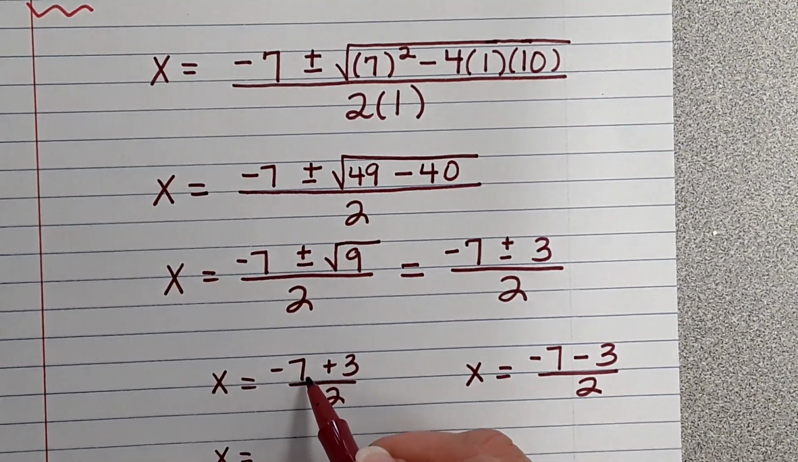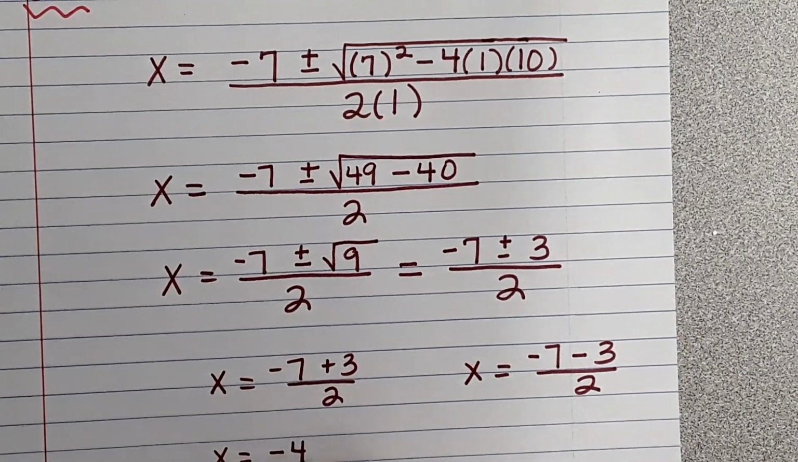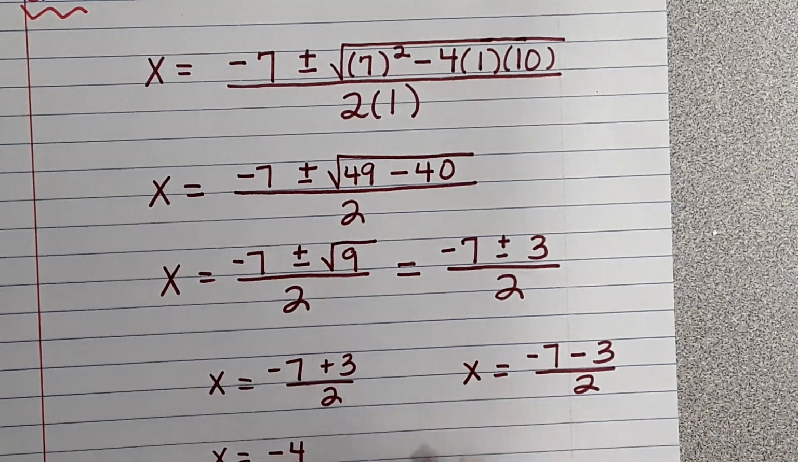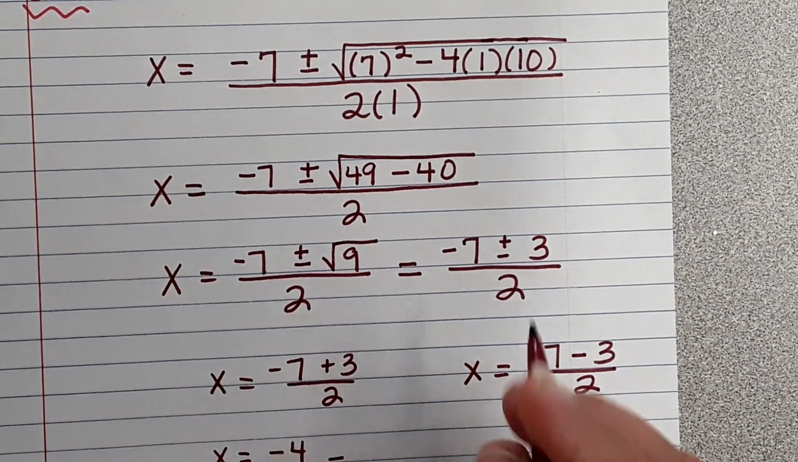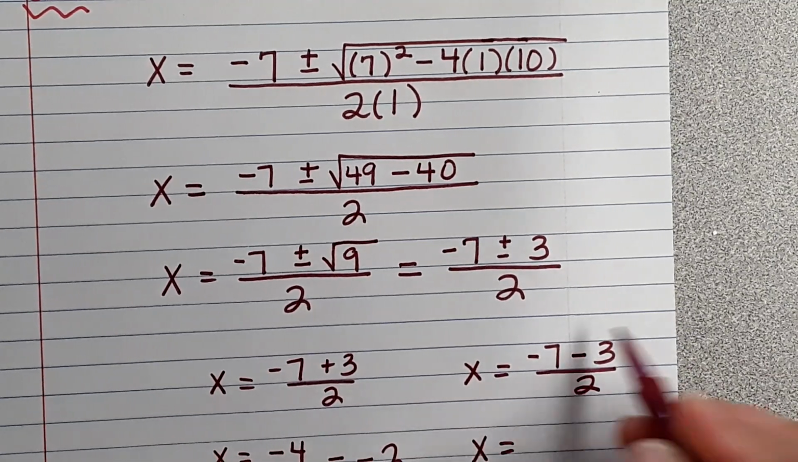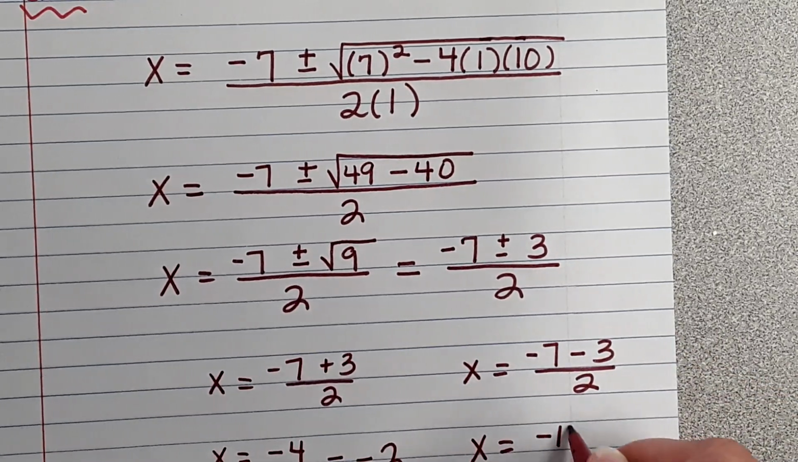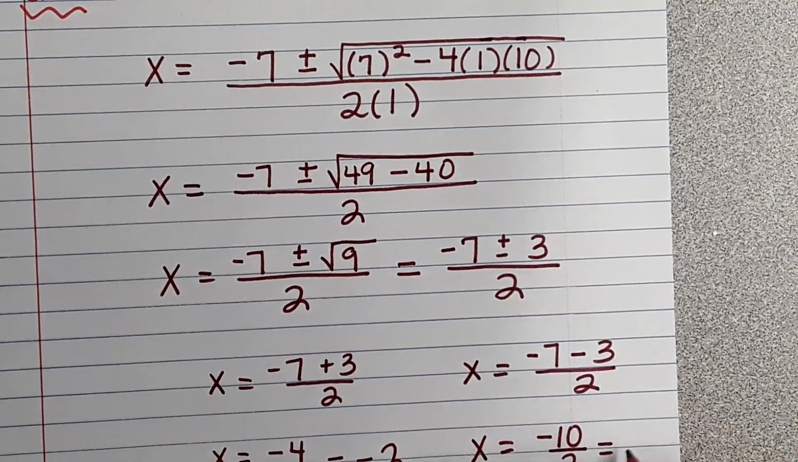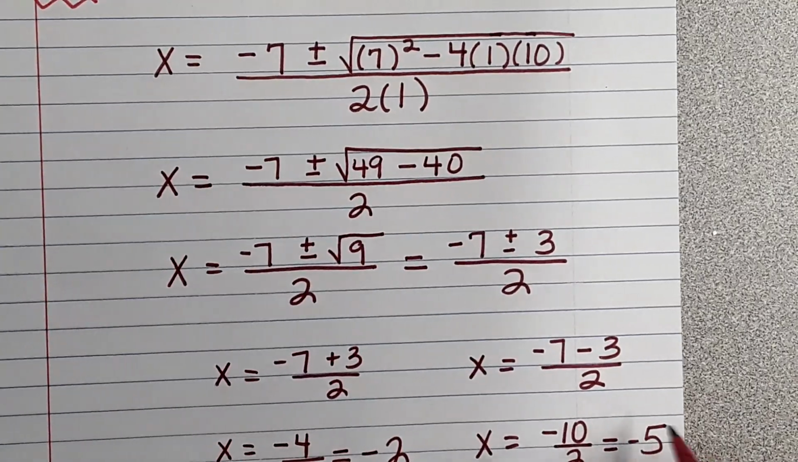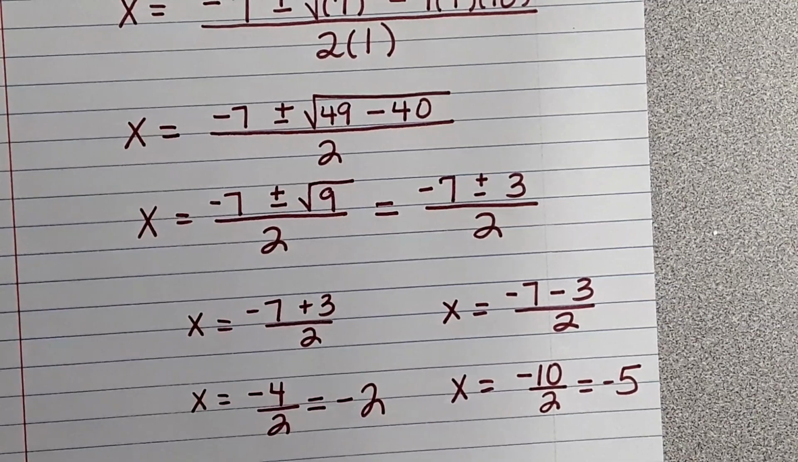So what is negative 7 plus 3? If you owed me $7 and you gave me 3 of it, you owe me 4. And what is negative 4 divided by 2? Negative 2. What is negative 7 minus 3? Negative 10. And what is negative 10 divided by 2? Negative 5. And those are our answers.